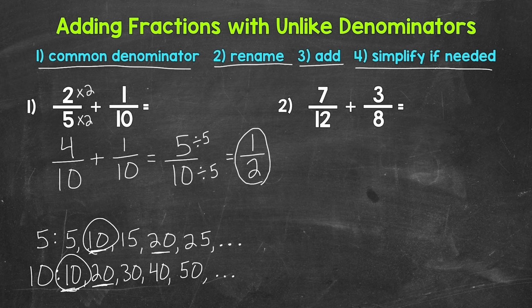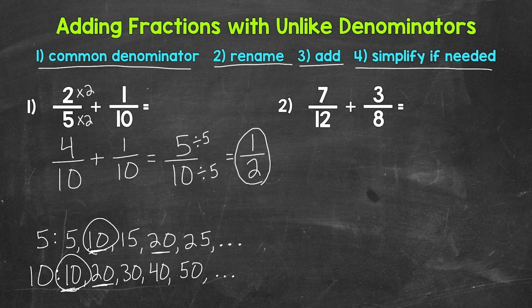Now, I like to always start with the larger denominator and see if it will be our least common denominator, like how 10 was for number 1. 12 is our larger denominator here. So is 12 a common multiple of 12 and 8? No, 12 works for 12, but 12 doesn't work for 8. 12 is not a multiple of 8. So let's try the second multiple of 12 and see if that works. That's 24. Will 24 work?